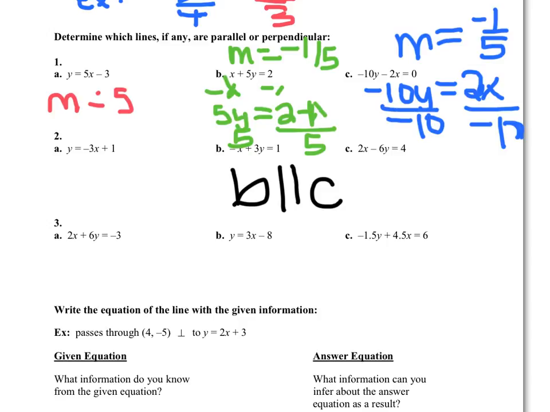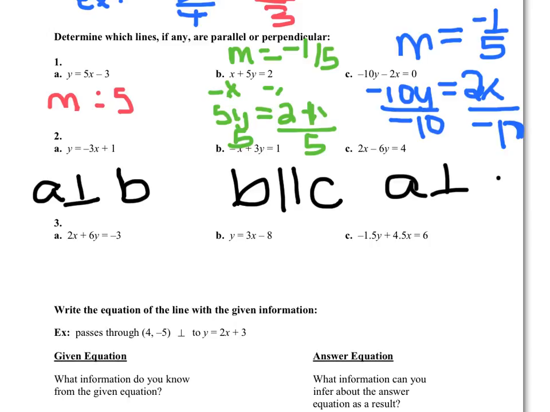And then if you look at red, it has a slope of positive 5. Green has a negative slope, and it's also the reciprocal. So the reciprocal of 5 is 1/5, and they're opposites because red is positive and green is negative. So I can also say that line A is perpendicular to line B, but then A and C are also opposite reciprocals, so A is also perpendicular to C.